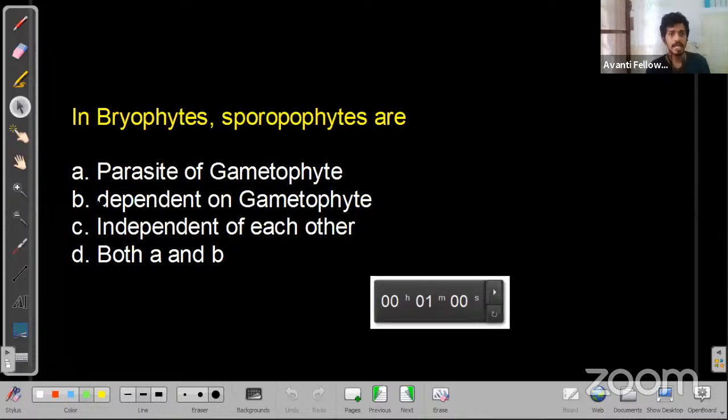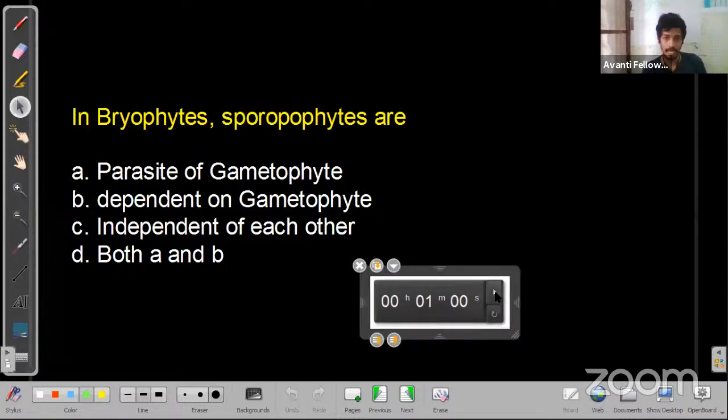One second. In bryophytes, sporophytes are: options: parasites of gametophytes, dependent upon gametophytes, independent of each other, both A and B. I'm launching the poll now. You can answer in the poll.